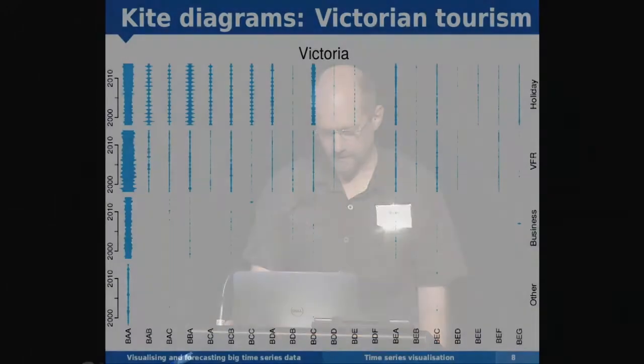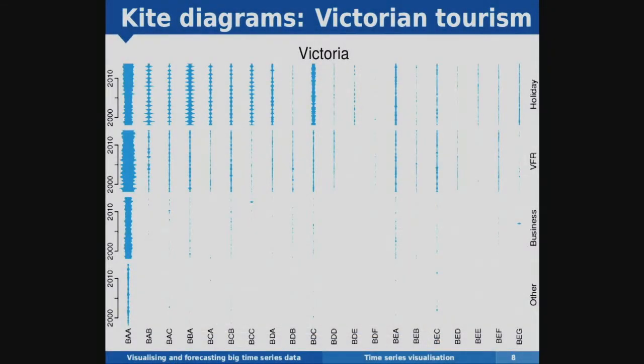So here's a few of the series for the Victorian tourism data. Just looking at the state of Victoria, we have on this axis the purpose of travel, and on the other axis regions. And you can see that they're on the same scale. So you can see that the first region is dominant, that's Melbourne.